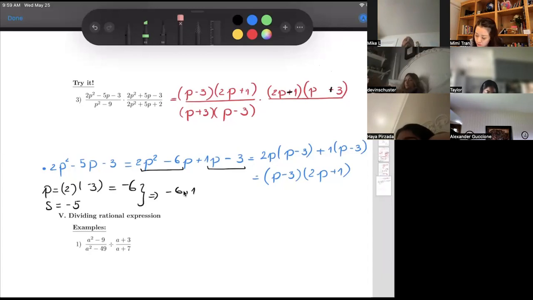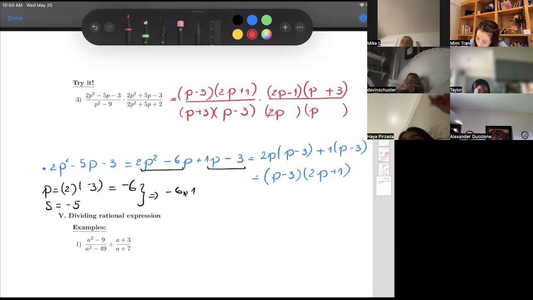So let me clean this up. So this should be minus, and this should be plus. And same thing, I'm going to do guess and check here. When you're good at factoring, you can do guess and check. If you're not good, I recommend the AC method.